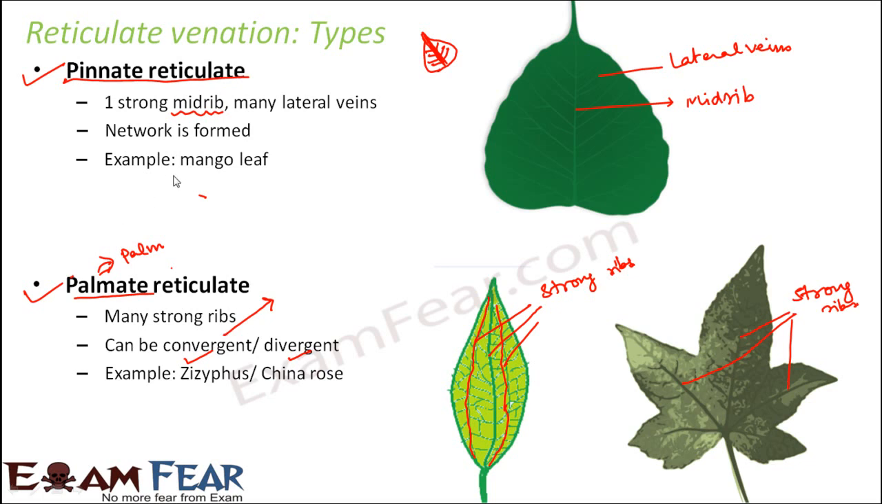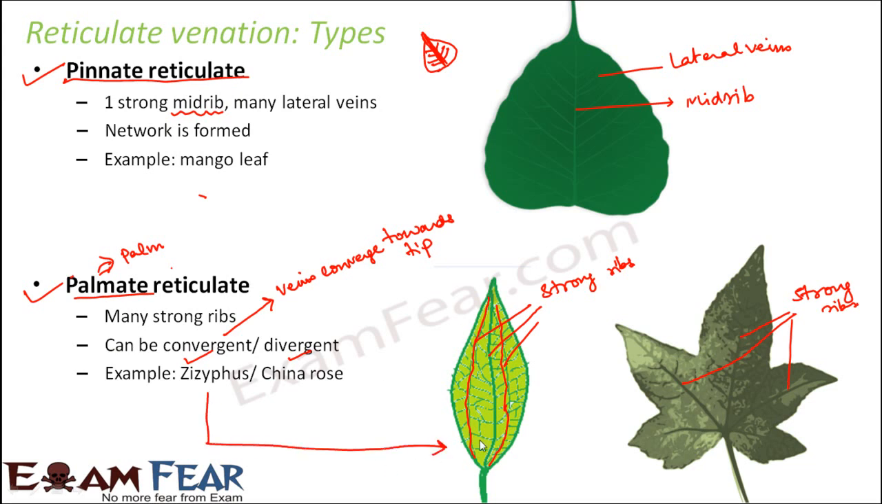So this means that all the main veins converge towards the tip. So the example of a convergent palmate reticulate is ziziphus. So this is how a ziziphus leaf looks like.